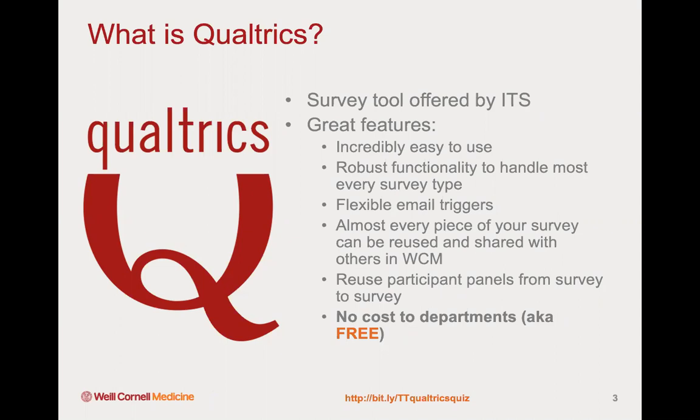There's a lot of different survey question types that you can use. We've got things like email triggers so that either you or respondents can get follow-up messages. You can reuse almost every piece of your survey in case you have to do things quarterly, monthly, and don't have to reinvent the wheel. You could do things like participant panels, and there's no additional cost to departments to use Qualtrics. You don't even have to specially request access to it. It is available right now to you if you have an active CUID and password. You just have to go to wildcornell.qualtrics.com, log in, and you're ready to go.